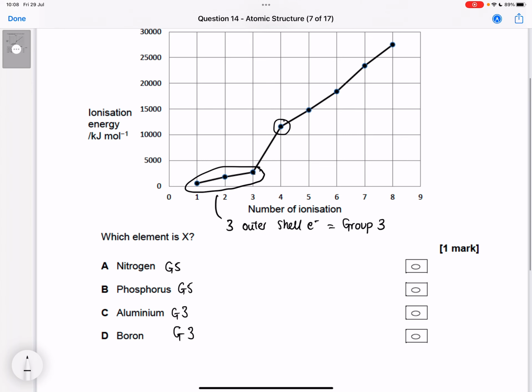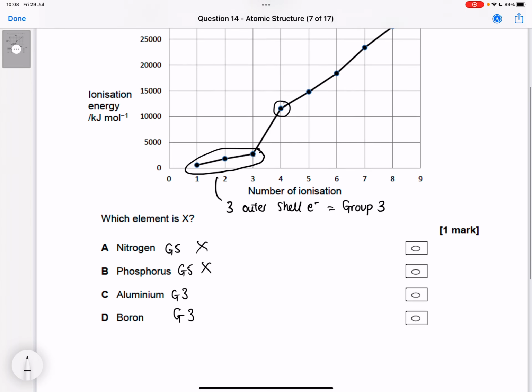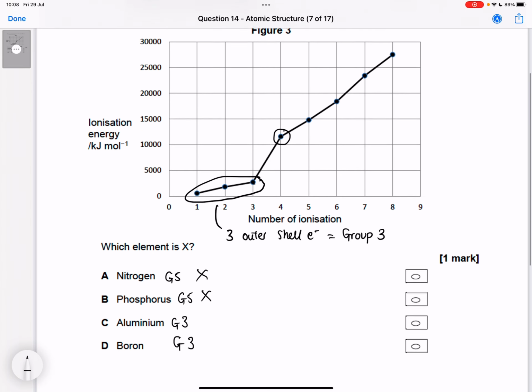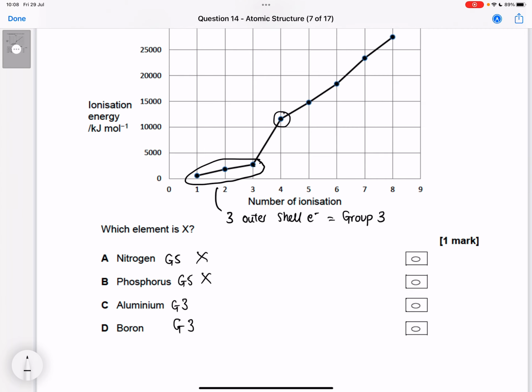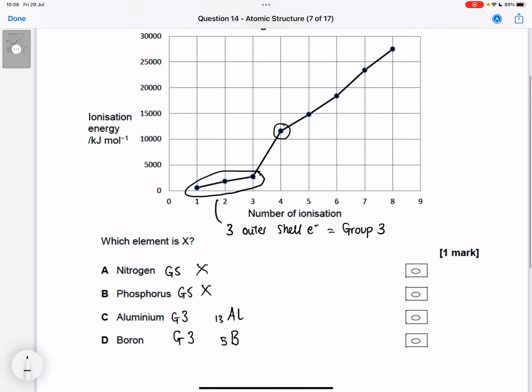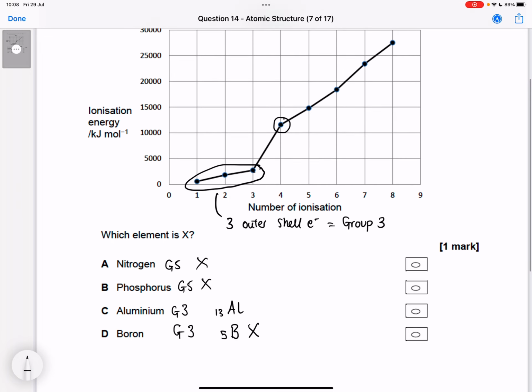So then you've already eliminated A and B, so it's between C and D. Aluminium is element number 13 in the periodic table, and boron is element number 5. So now I can say immediately that it can't be boron, it has to be aluminium. And how do I know that?